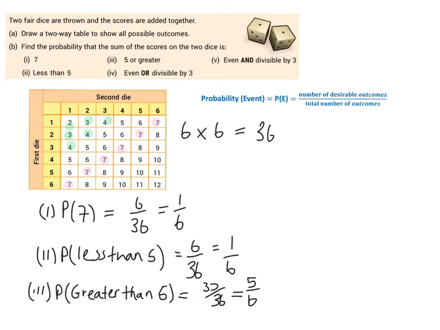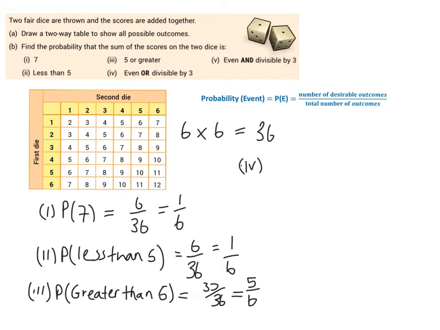Now let's have a look at the probability of when it's even or divisible by 3, or when it's even and divisible by 3. So for part 4, highlight and try to pick out all of the outcomes that are either even numbers or they're divisible by 3. So let's have a look at the ones that are even. So let's highlight all the even numbers.